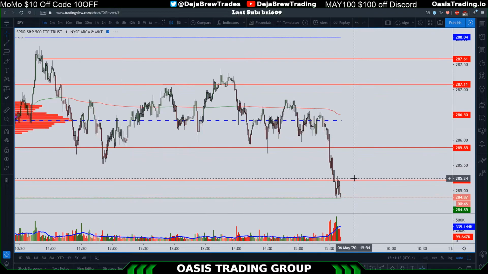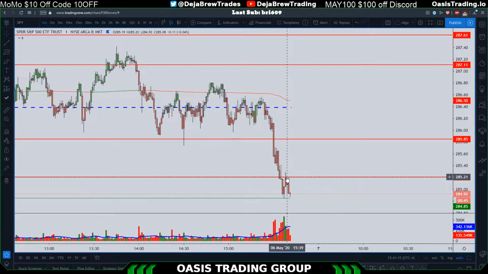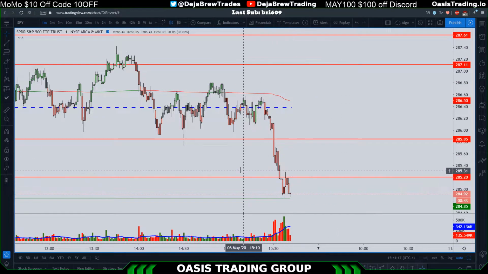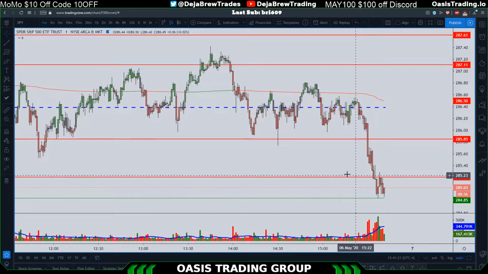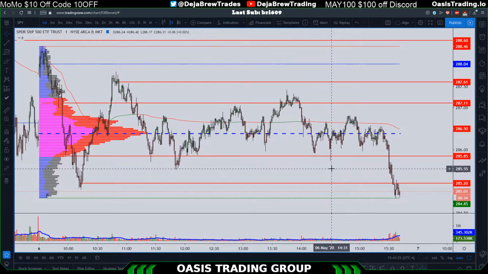So here, this is where you could have started to look for a short, but it's very, very risky, because you failed your point of origin and then you retested it as resistance. So you could have looked for a short there. Like I said, extremely risky though.